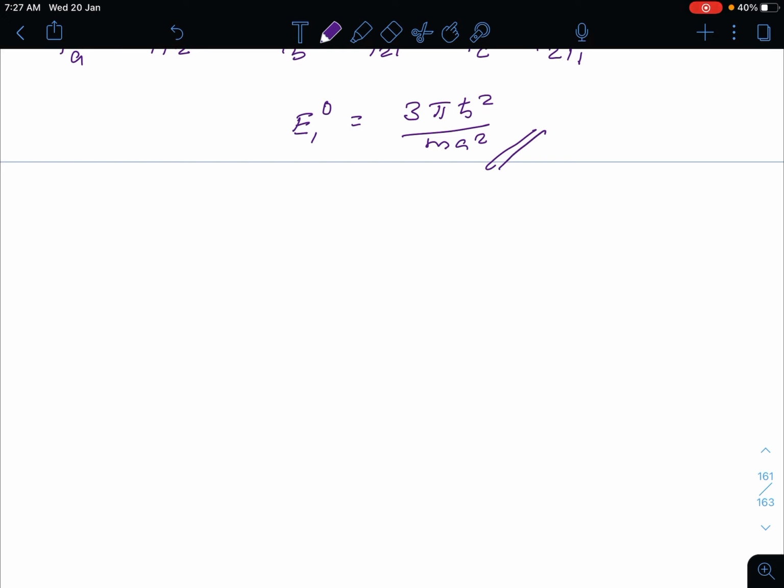Now let's introduce a new perturbation, H dash, which we will be applying. The perturbation is such that V0 would be the potential we are applying, if 0 less than x less than a by 2 and 0 less than y less than a by 2.